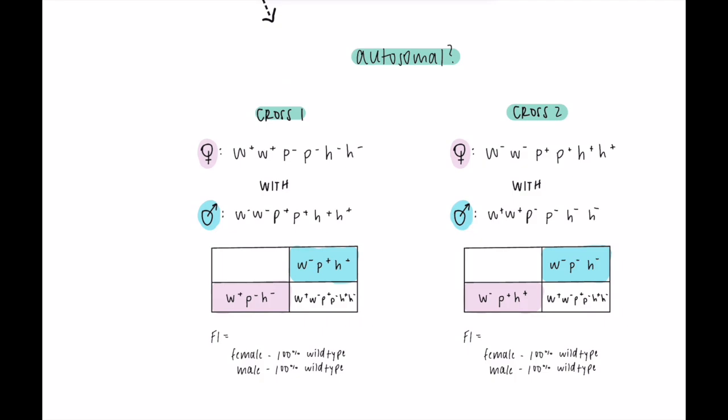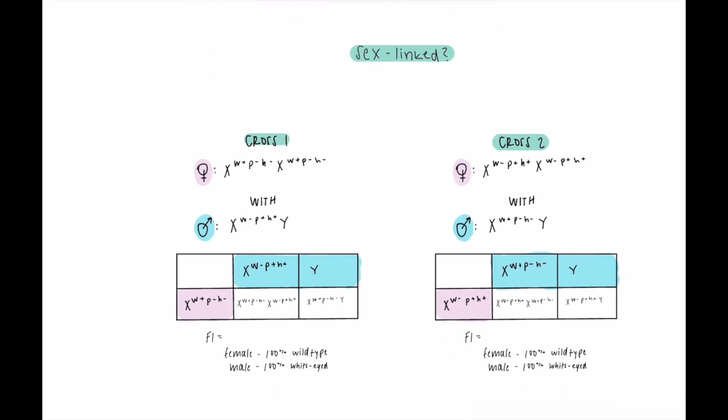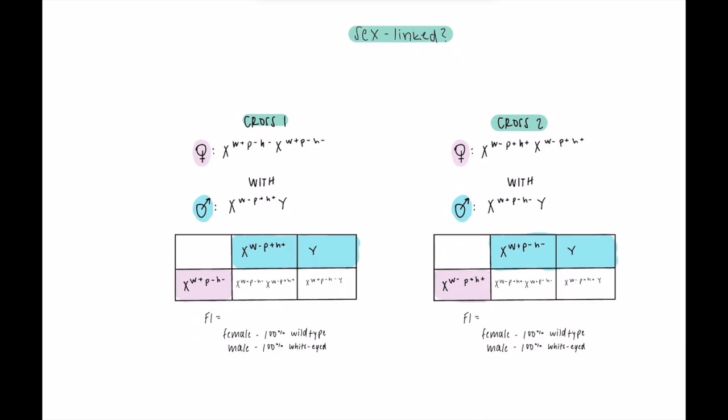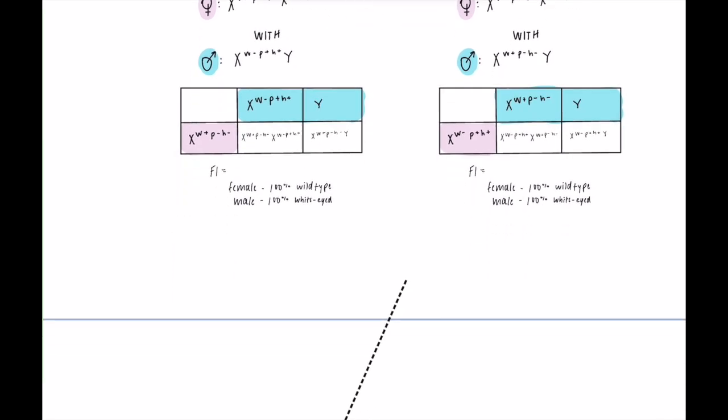Conversely, if mutations are sex-linked, we observe a different pattern: 100% wild-type females and 100% white-eyed males in both crosses. This scenario highlights the intricate nature of sex-linked inheritance and how chromosomal location can dramatically influence gene expression.